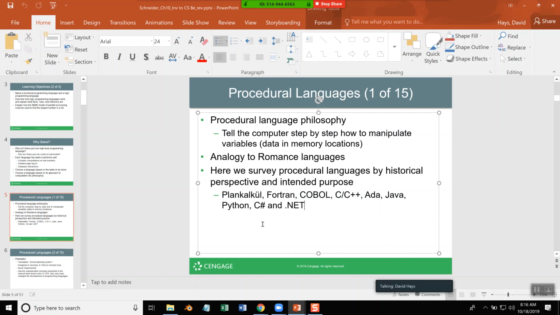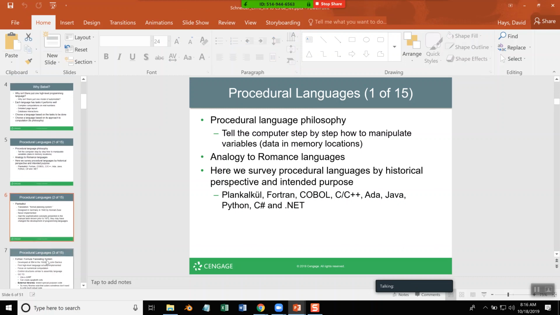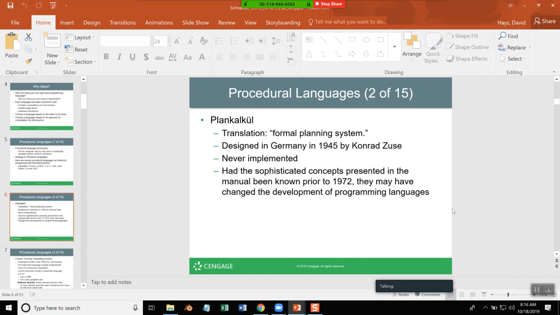And that's what the .NET framework was meant for. Okay, here they talk about Plankalkül, a formal planning system designed in Germany by Konrad Zuse, never implemented. Had the sophisticated concepts presented in the manual been known prior to 1972, they may have changed the development of programming languages.